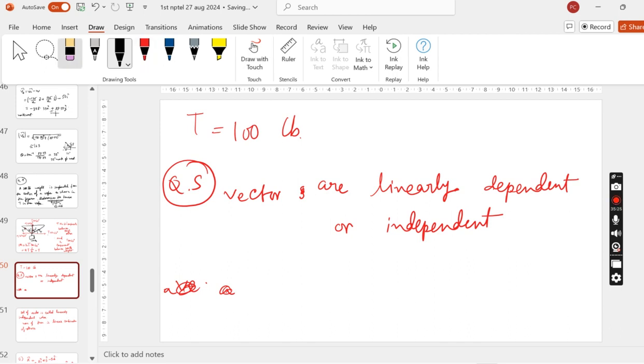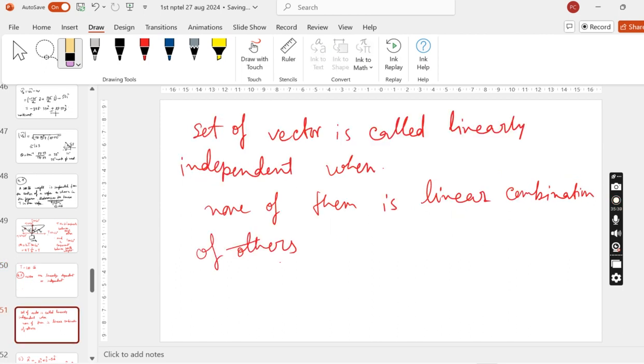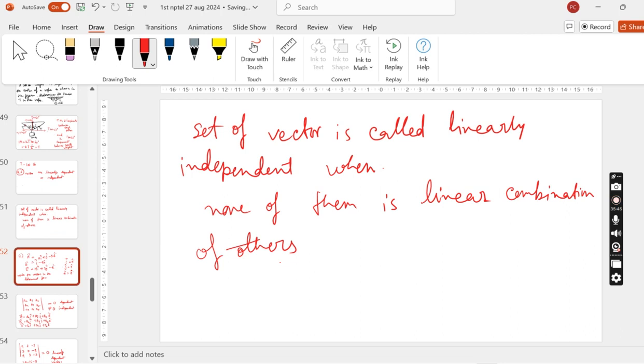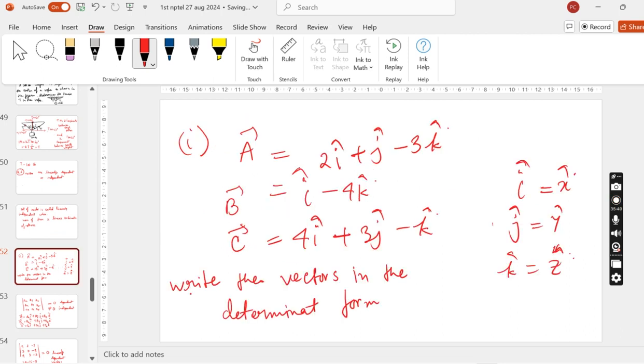And another kind of question I discussed that day, that determine if vectors are linearly independent or dependent. So a vector or set of vectors is called linearly independent when none of them is a linear combination of others. How can you know that? By writing the vectors in a determinant form and finding the determinant. So here we are given two questions, A is equal to this, B is equal to this. A is 2i plus j minus 3k. I have mentioned already i is equal to x unit vector, j is equal to y unit vector, k is equal to z unit vector. i, j, k all are unit vectors only.